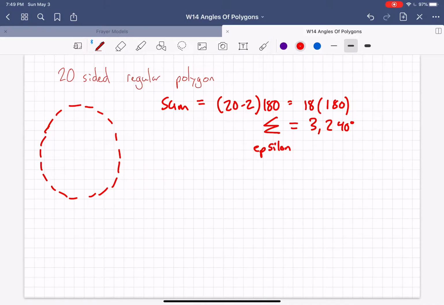But then each individual angle, right? Each individual angle on the inside is going to be equal to 3,240 divided by, and there's 20 of them, so divide by 20. So each angle is going to be 162 degrees. So that means this angle is 162, this angle is 162, and we can figure that out no matter how many sides it has using our formulas.